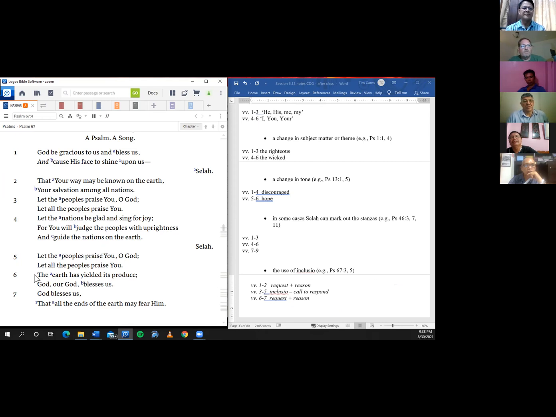Because then notice in verse 6, it goes back to the request. Or almost here, it's almost a statement, isn't it? Maybe a request. I'd have to study this a little more. But you see, there is a distinct difference between 3 and 5 and then the beginning and end of this psalm.